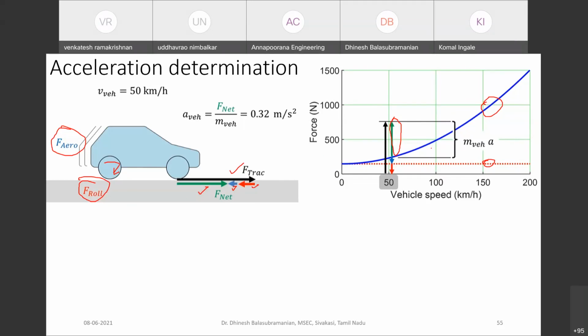force can be calculated by summing up all these parameters. So this will give you the acceleration of your vehicle.